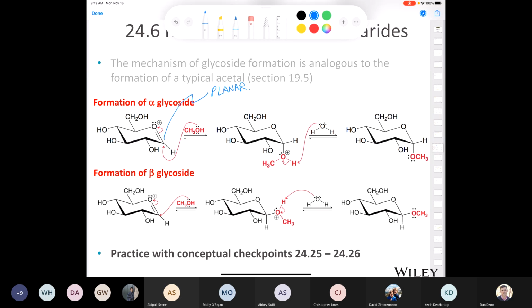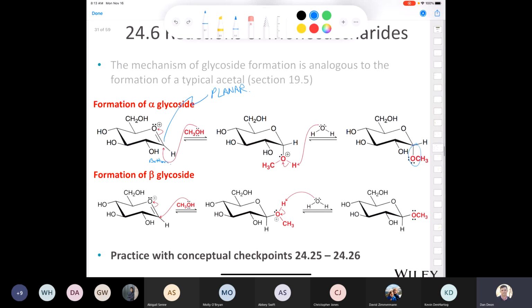So if the alcohol attacks from the bottom face of the molecule, right? You see how it's attacking from the underside of the molecule? They even drew the arrow. See, it's going underneath like that. Okay, so if you're attacking from the bottom face of the molecule, that's going to cause the hydrogen to move up, and your ether bond is going to be on the bottom like that. And that's the alpha anomer.